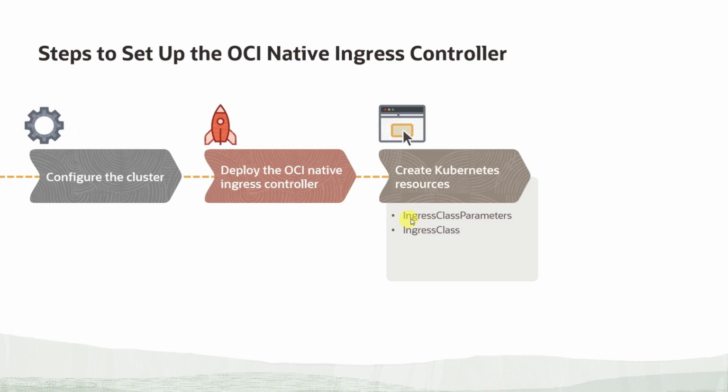Now once we create the ingress class parameters and the ingress class resource, the next step is to create the ingress resources. This resource defines the rules to direct the external traffic to the backend services. Let's head back to the local machine and see this in action.